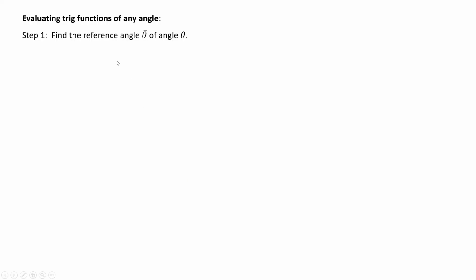Find the reference angle. There are three steps. Step 1: find the reference angle theta bar of angle theta. So somebody says, hey, tell me what is sine of 120 degrees? You will say, oh, theta is 120. But 120 is in the second quadrant. Hang on, that's not an acute angle. So let me find the reference angle. For 120, the reference angle is 180 minus 120, which is 60. Okay, so that's the idea.